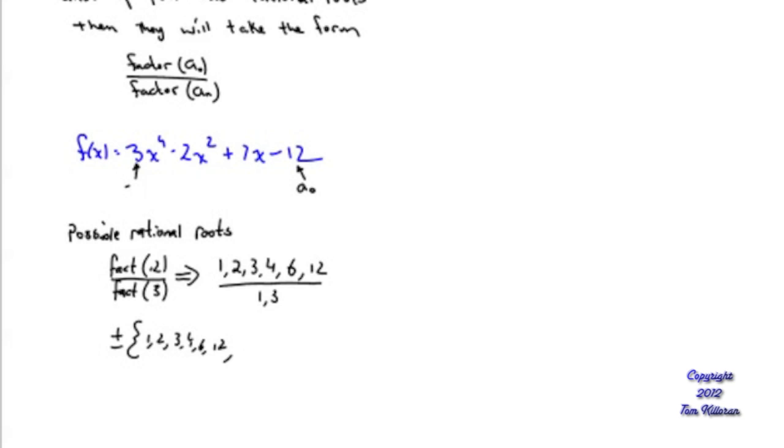So 1 divided by 3, 2 divided by 3, 3 divided by 3, that's already in the list. If it reduces, it's guaranteed to be already in the list. 4 divided by 3, 6 divided by 3, that's already in the list. 12 divided by 3, already in the list. So these are the possible rational roots of f of x. Now because I kind of randomly generated f of x, more than likely none of these are going to work, because I didn't set it up so that it does work. So let me show you how this works with something that does work.